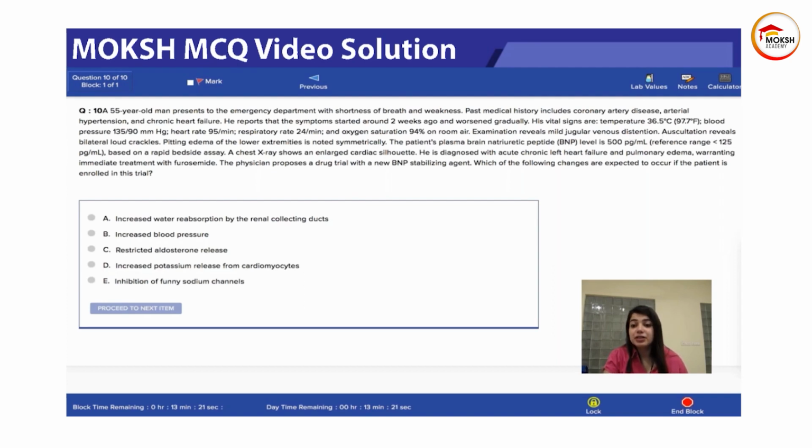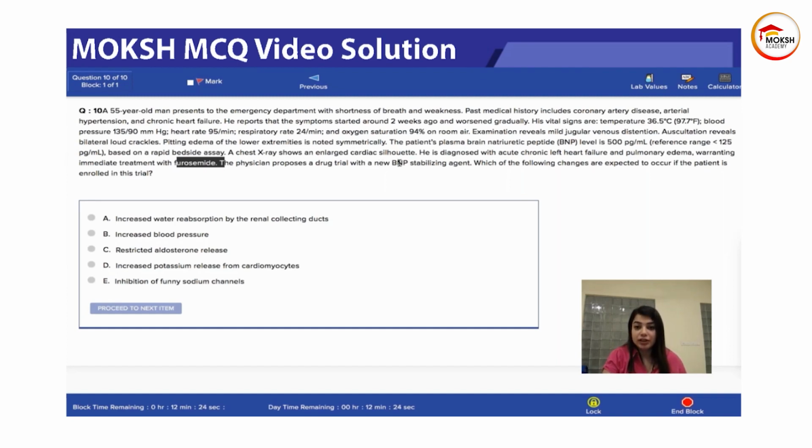The examination reveals mild jugular venous distension. Auscultation reveals bilateral loud crackles. Pitting edema of the lower extremities is noted symmetrically. The patient's plasma BNP level is 500. Normally your BNP is less than 125. Here the BNP is elevated based on a rapid bedside assay. Now, BNP is very sensitive for what disease? CHF, congestive heart failure. So BNP is a very sensitive marker for congestive heart failure, and it is increased. The chest X-ray shows an enlarged cardiac silhouette. He is diagnosed with acute on chronic left heart failure and pulmonary edema, warranting immediate treatment with furosemide.